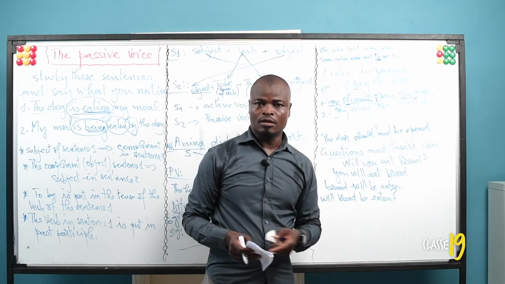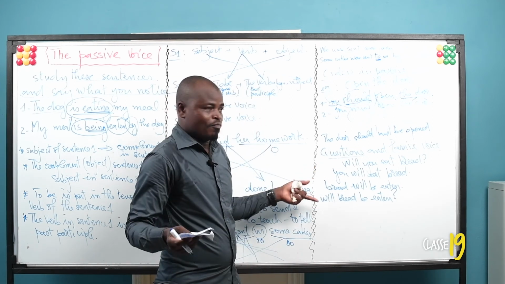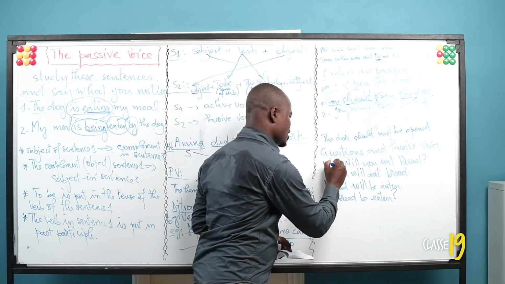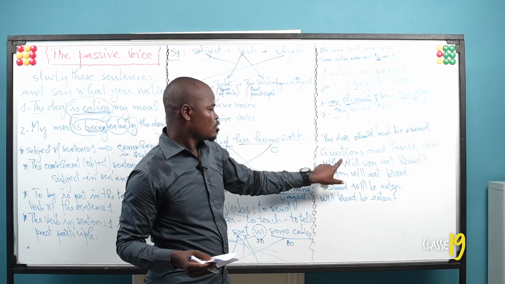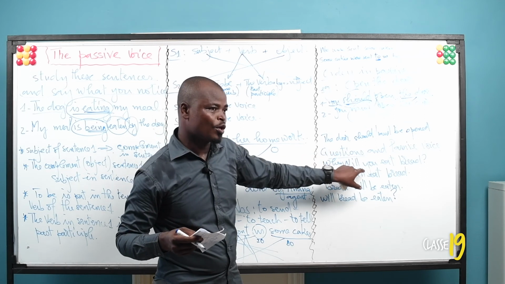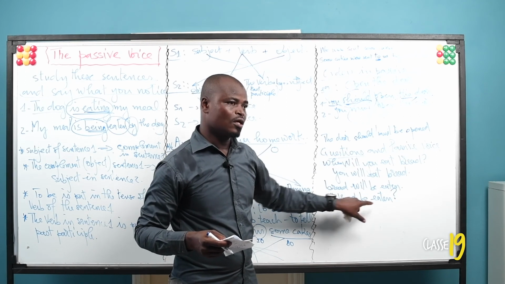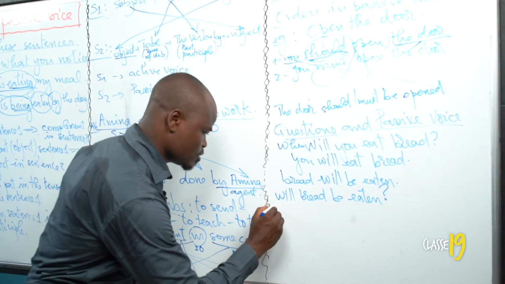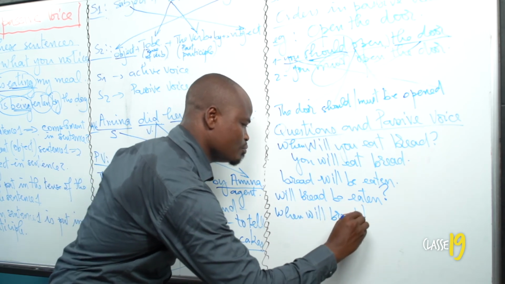Now, concerning WH questions, we have a question word at the beginning. For example, when will you eat bread? We have when here. How can we do it? We just delete when, and we work with a yes or no question till we have this answer, and after having this answer, we put the question word, which will give what? When will bread be eaten?